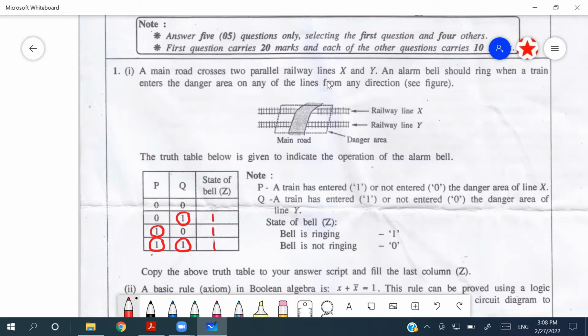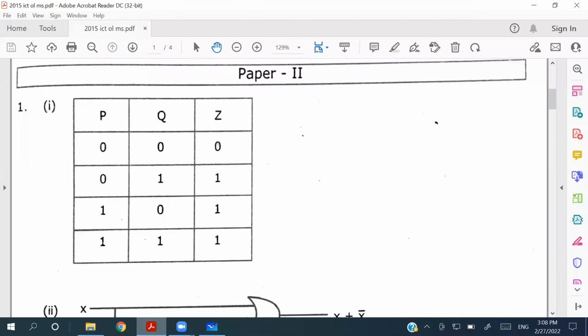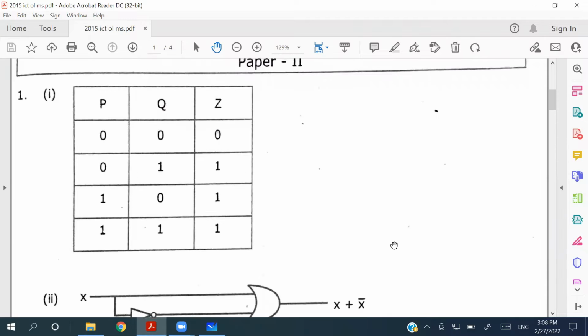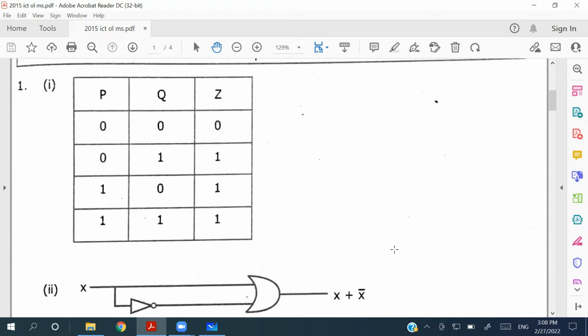So the first line is the only line which says there is no train in the danger area of either of the lines, right? So it indicates the 0. So the output goes like this. And the marking scheme shows you the same thing. So 1 mark for that if you've done it correctly.